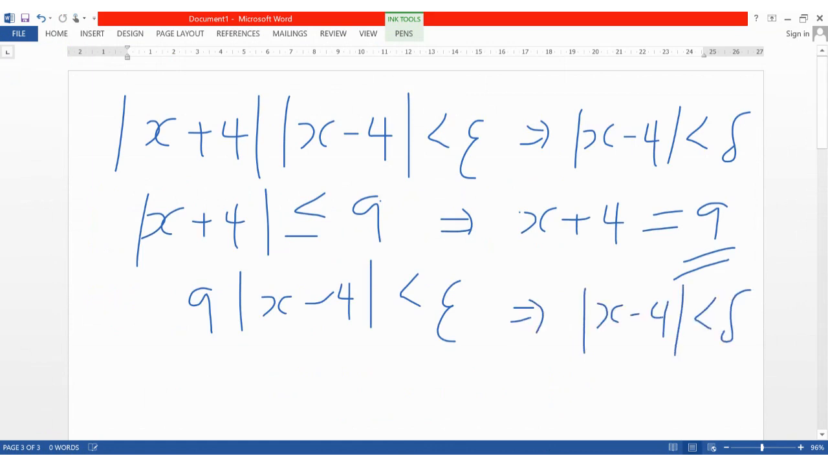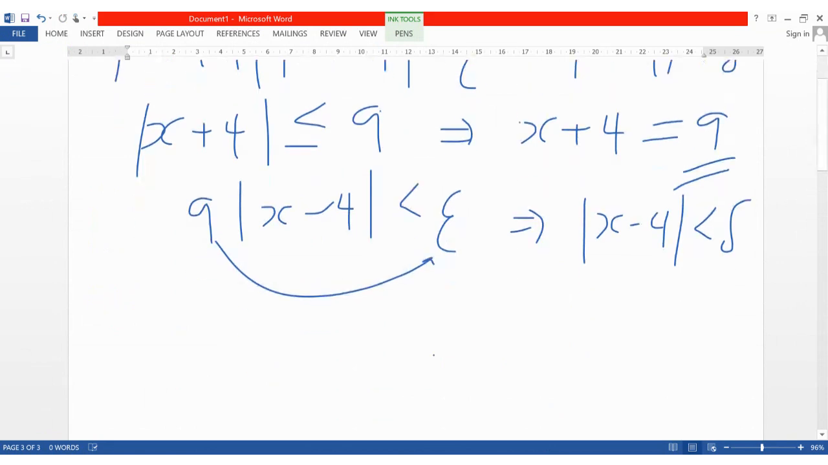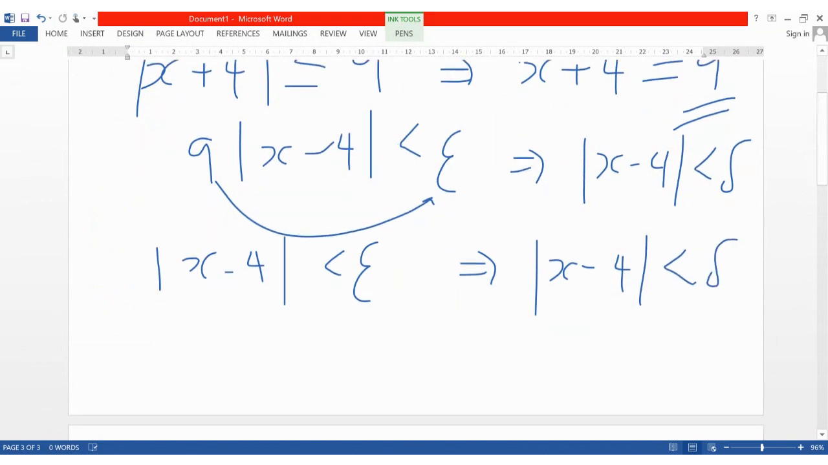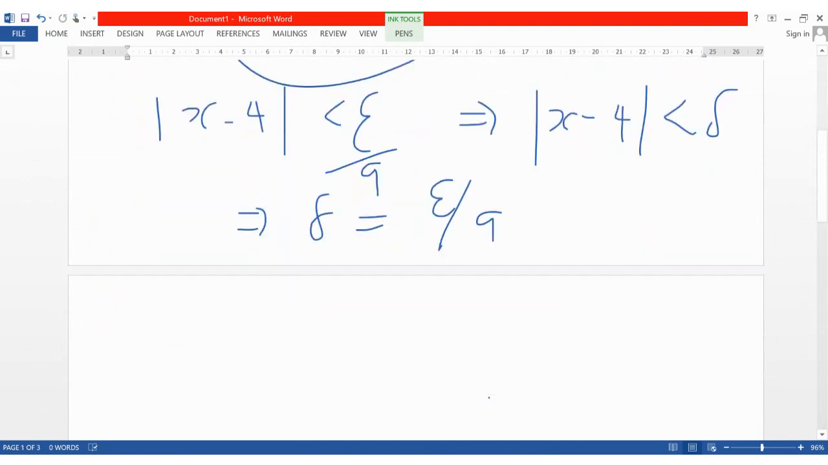So this one can come here. I have a constant. Now a constant can come there. So x minus 4 is less than epsilon over 9 whenever x minus 4 is less than delta. You can easily say that delta is the same as epsilon over 9. And you can easily say it is continuous at x equals 4.